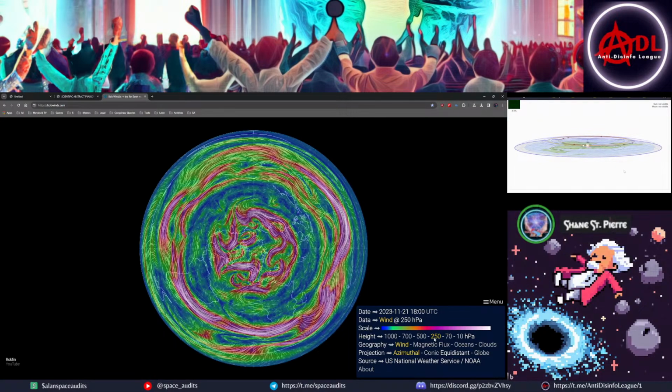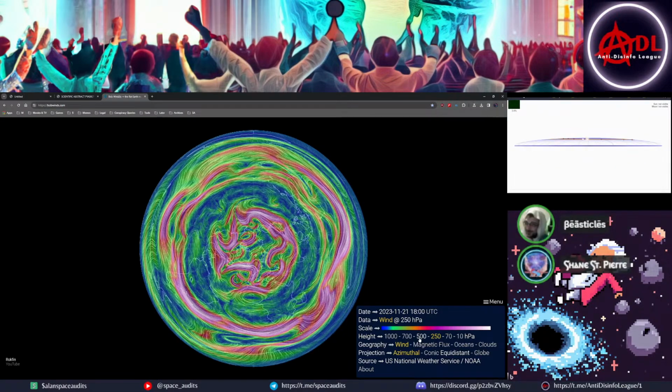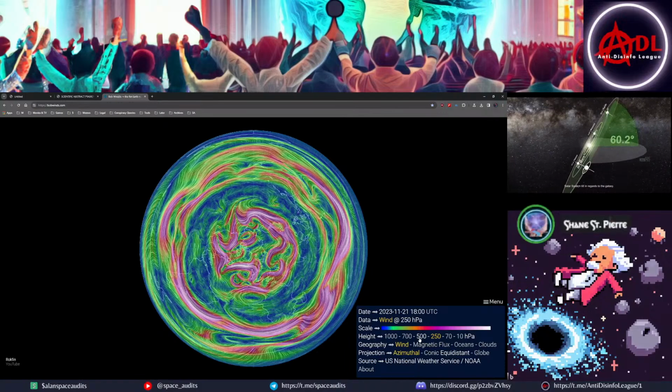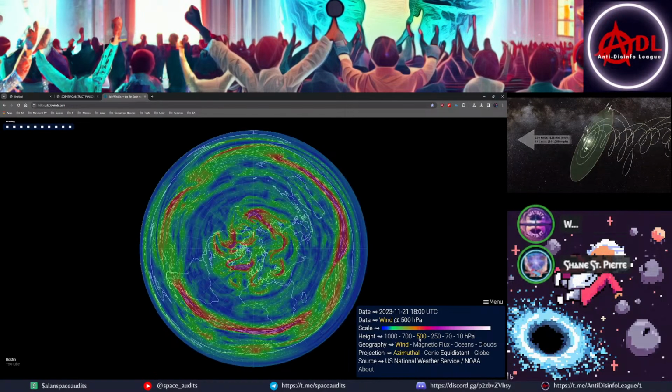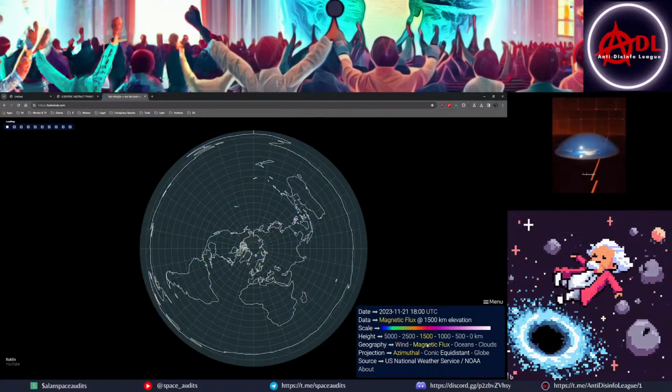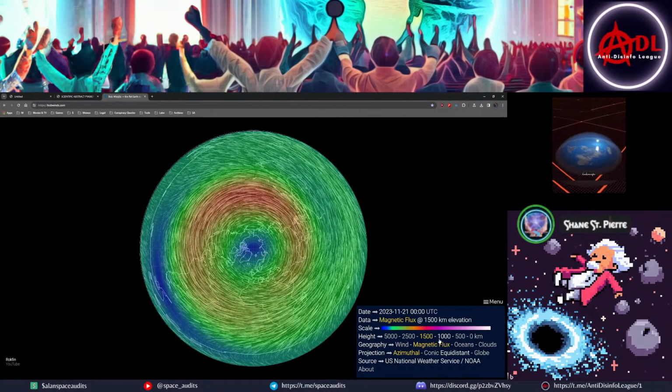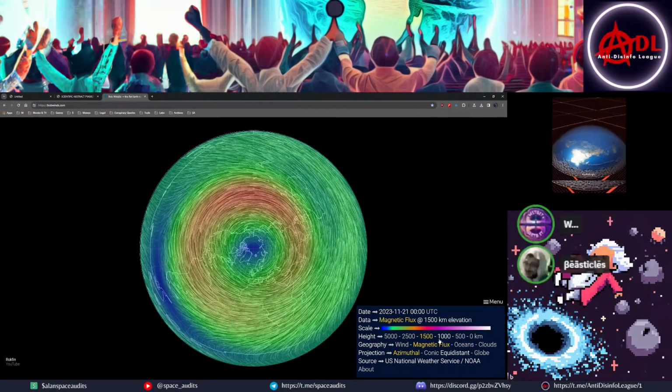So it's faster the further you go out radially, right? Isn't that what we were discussing in a hypothetical model? Well, this is actual wind data. It's really cool. Pop the magnetic flux on there. It's like his favorite. Yeah, bro.